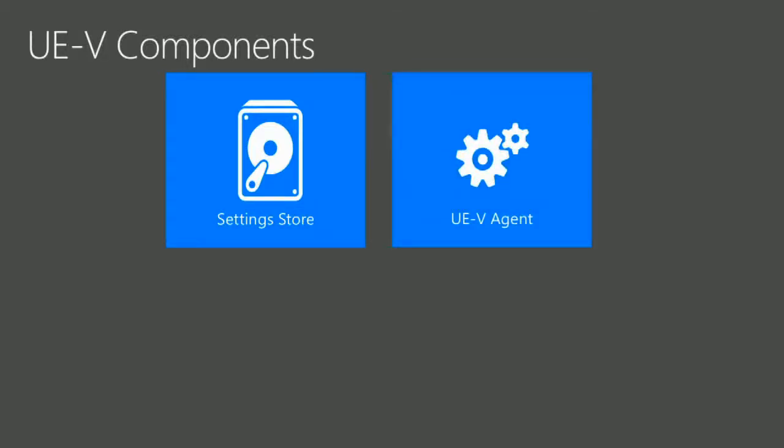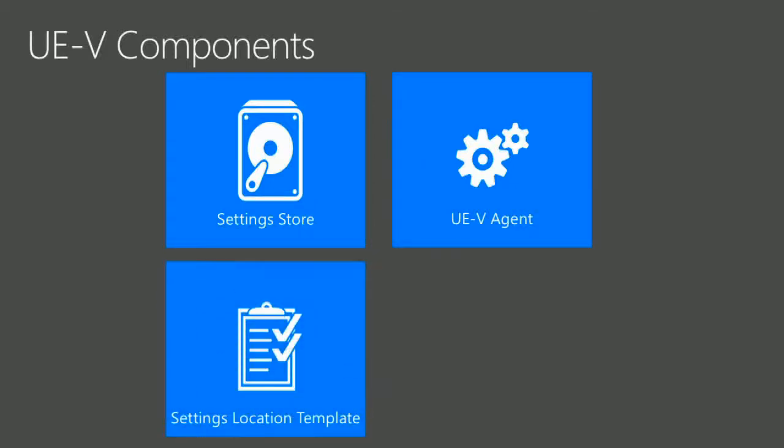You have a UEV agent on your local client, or again in the VDI or RDS. You install the agent and it runs. It keeps track of the user settings. Whenever an application is shut down, or when the PC is logged off or the computer is shut down, it will synchronize those settings to a shared folder. Next to that, the third component is a settings location template. It's another shared folder where you can store specific application templates. And then we'll talk about that later on.